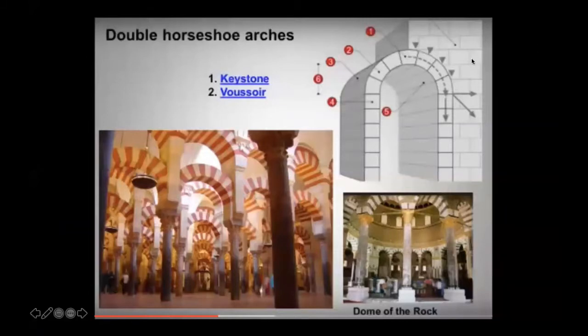So looking at arch vocabulary, you have the keystone, that's the middle of the arch that holds everything together. And then the voussoirs are the tapered or shaped bricks that fit into an arch. It's basically the same as a keystone, it's just not in the middle. The Dome of the Rock also has voussoirs. It also has these alternating colors of bricks. I don't think it's red though, it's a different color.